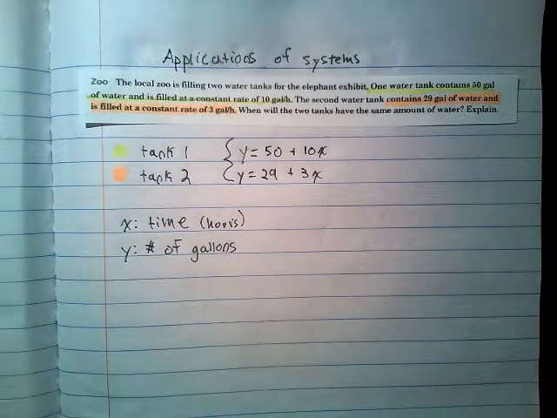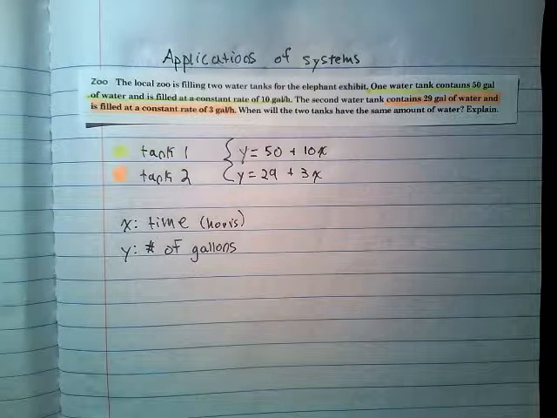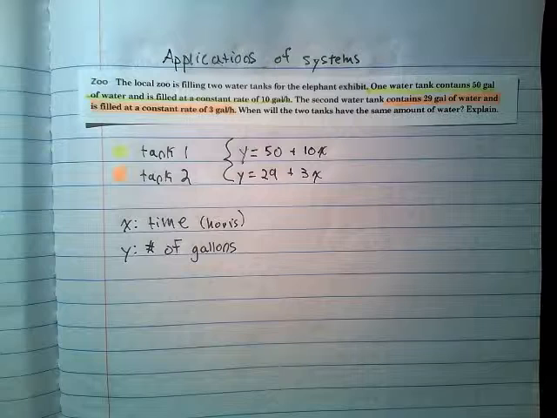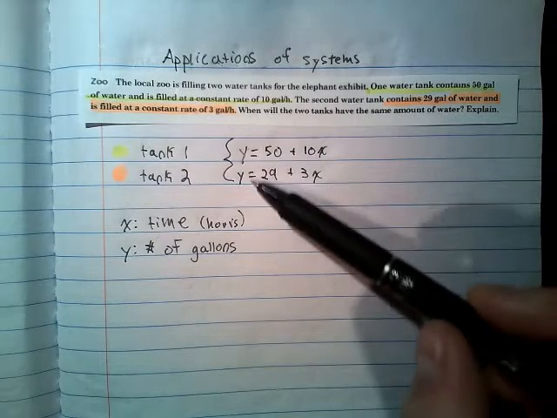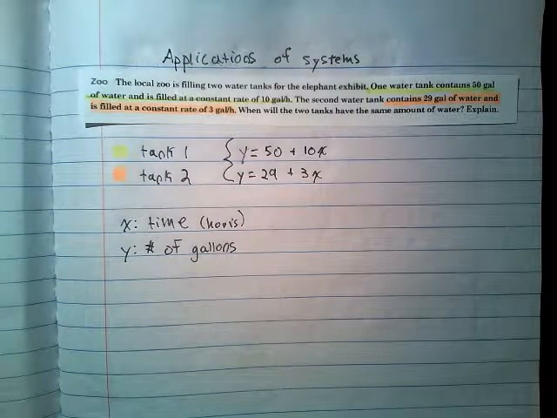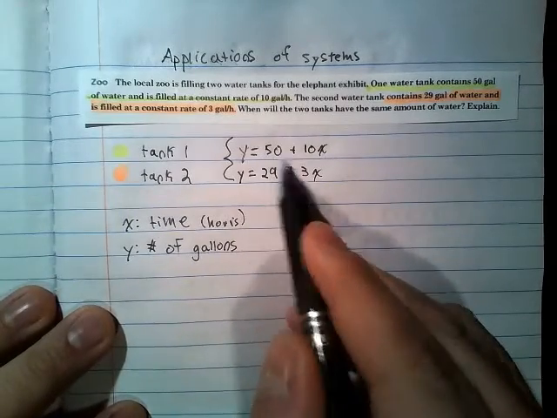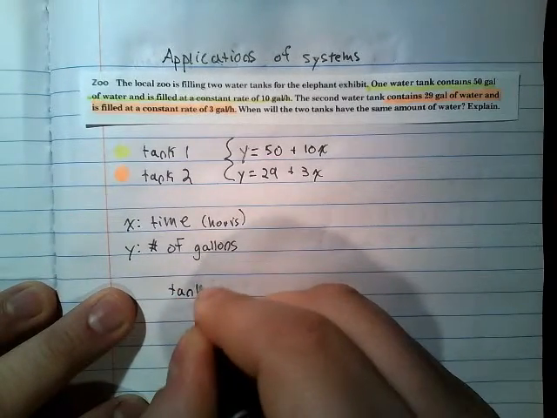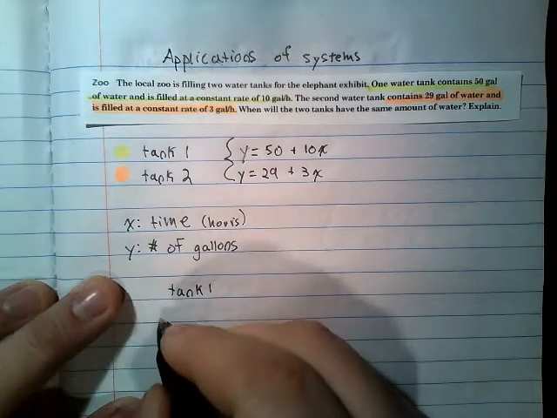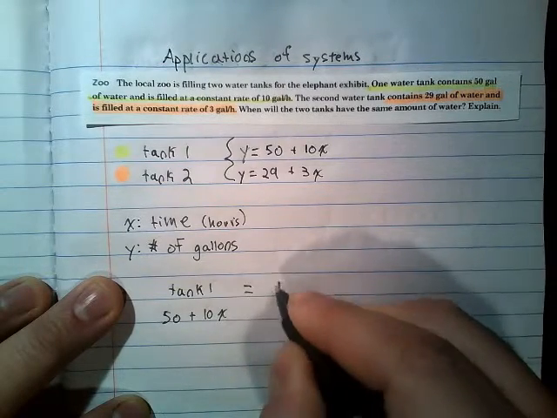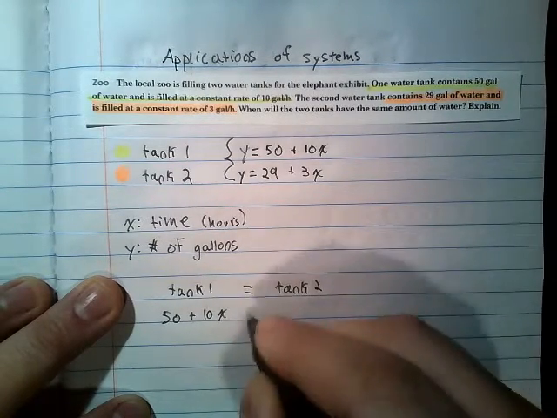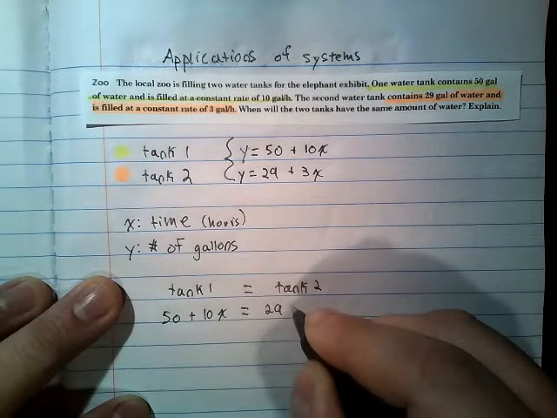So now I want to figure out when those two have the same amount of water. Similar to the other one, I'm going to use substitution because they're both solved for y. I would almost always use substitution if they're both already solved for a variable, because then really what I'm doing is just setting these two expressions equal to each other, right? So when is tank 1, which is 50 plus 10x, equal to tank 2, which is 29 plus 3x.